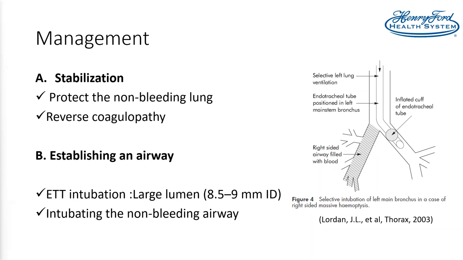Once you intubate the vocal cords, if the patient is actively bleeding out, the recommendation is, once you intubate the vocal cords with a bronchoscope, introduce it to the non-bleeding lung. And that's how you do mainstem intubation.